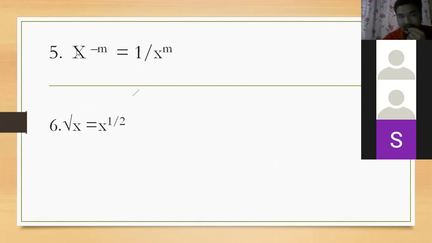Now look, I am moving to the next one. When the base has a negative power, we take it down to the denominator. What will remain up? There will remain 1 as the numerator.